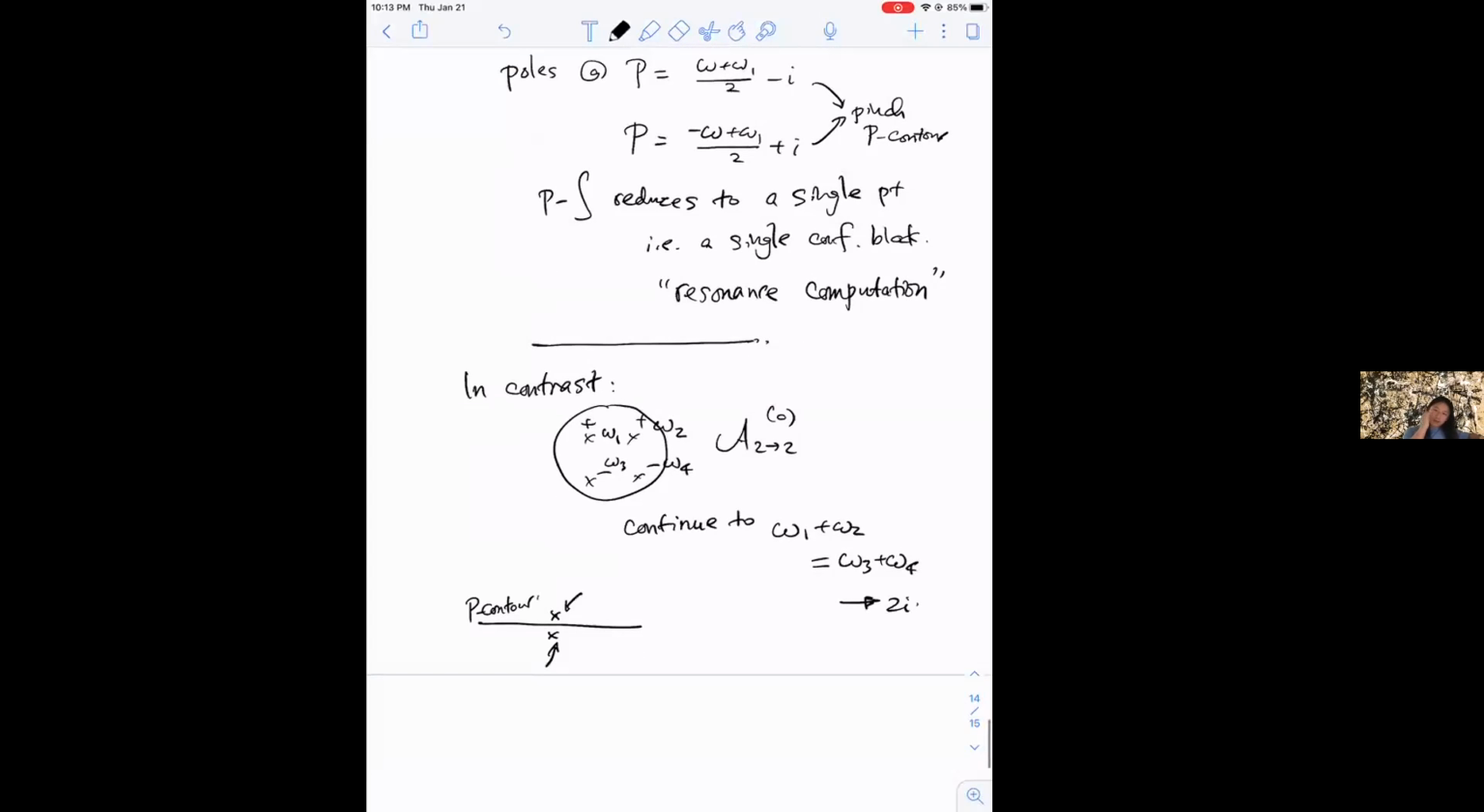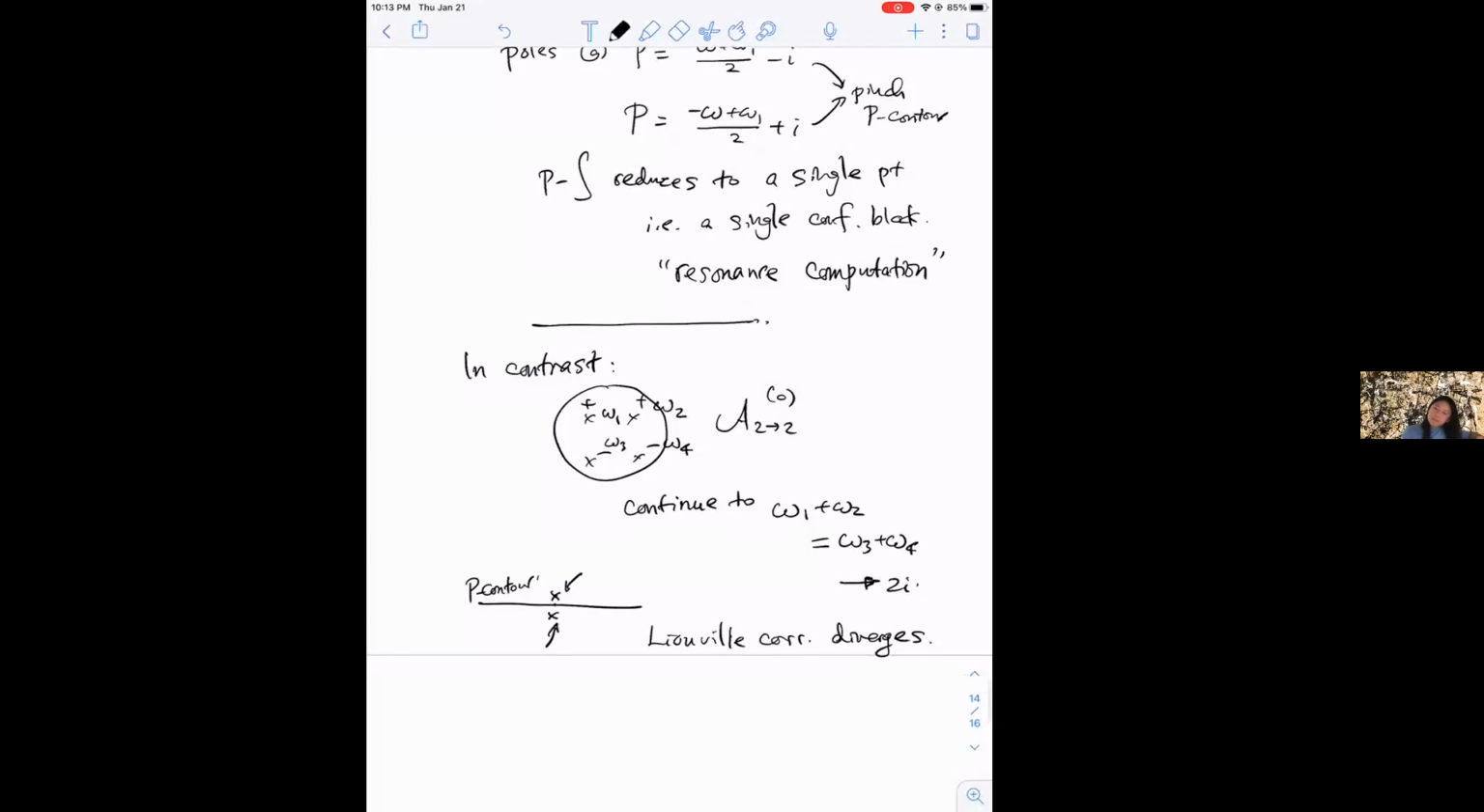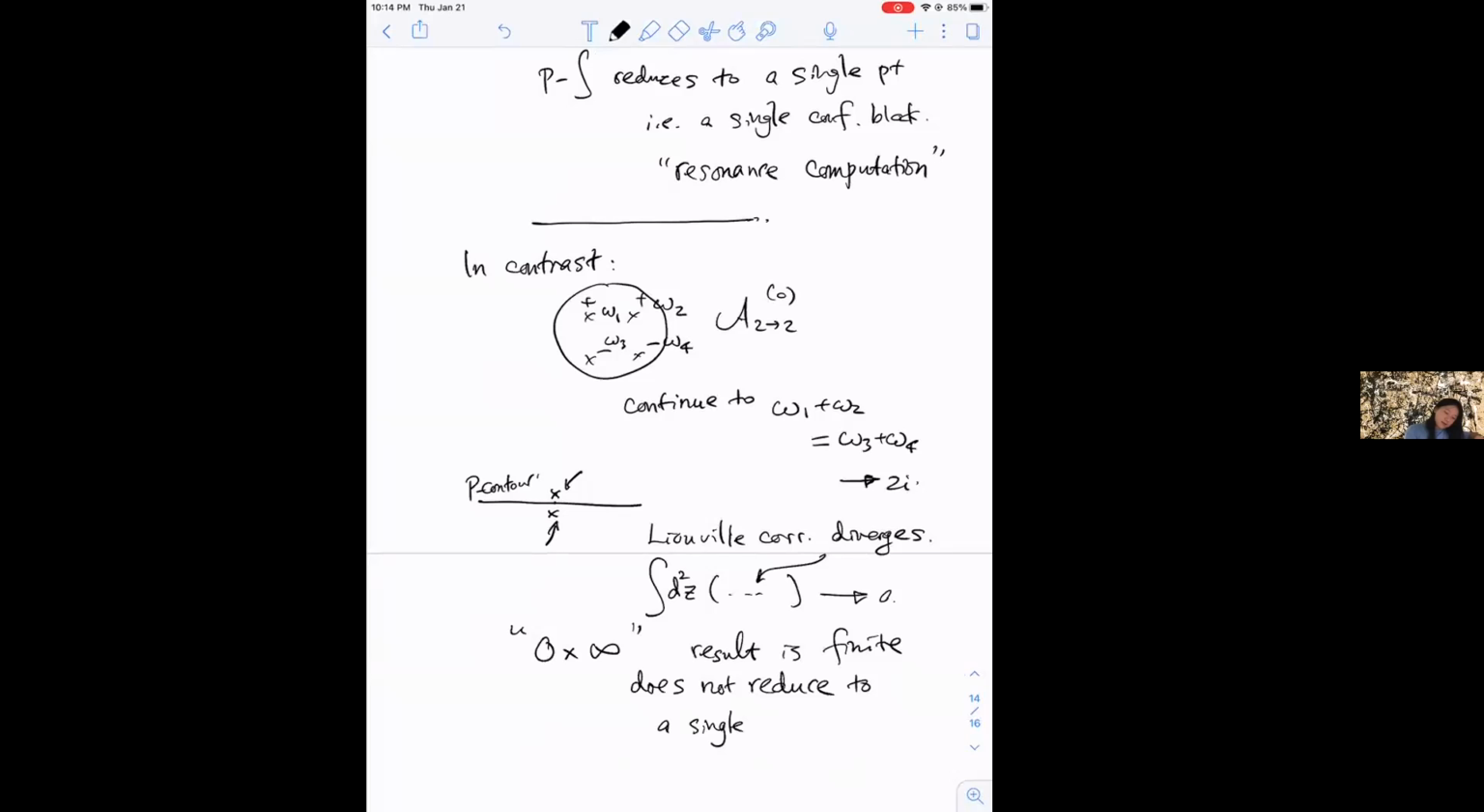But in this case, it turns out that in this limit, the Liouville correlator diverges. The divergent part, as a function of z, if you integrate in z, the cross ratio, integrates to zero. So actually you have a zero times infinity situation. And the actual result is finite. But it does not reduce to a single conformal block.